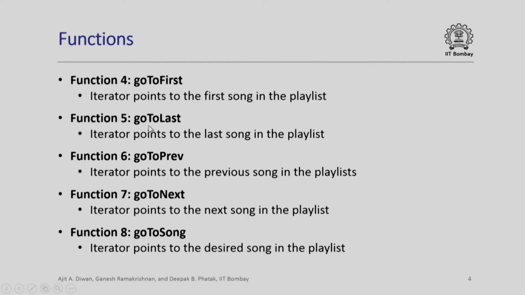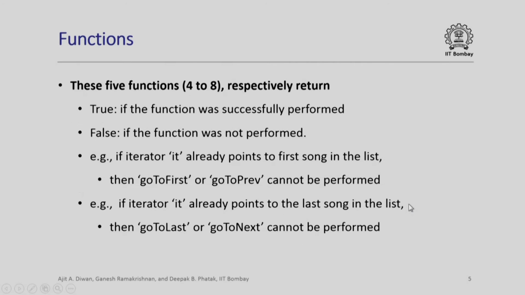These are all various functions which will permit us to navigate through the playlist. So, go to first, go to last, go to previous, go to next, or go to a particular song. We have already seen this functionality. We will be writing individual functions to implement these. Please note that these 5 functions respectively return either true or false. It returns true if the function is successfully performed, and if it is not performed properly, it returns false.